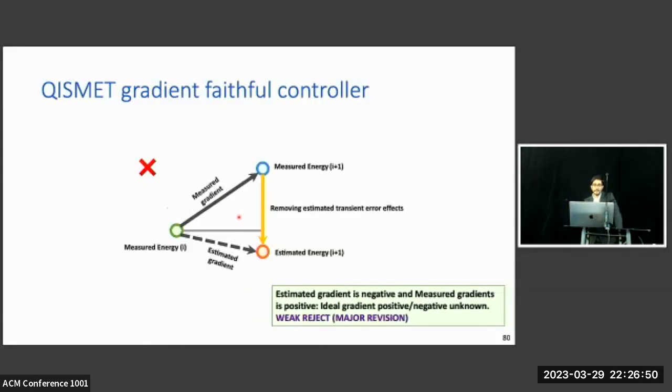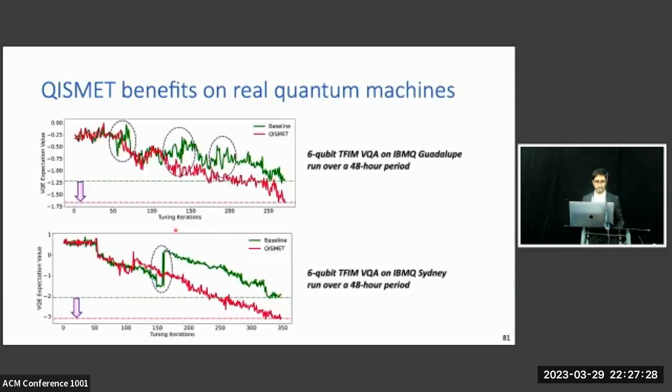Right? On the other hand, if for iteration I plus 1 the measured value has a higher energy compared to I, but the estimated value after you do this removal of these transient effects is lower than the estimated energy of I, this means that the measured gradient is positive, but the estimated gradient is negative. And this means that we are not sure if the ideal gradient is good or bad, which means we don't want to make progress based on these results, which means we give this a weak reject and we want to give it a major revision. So we will run this iteration again, until hopefully we can make forward progress with good results.